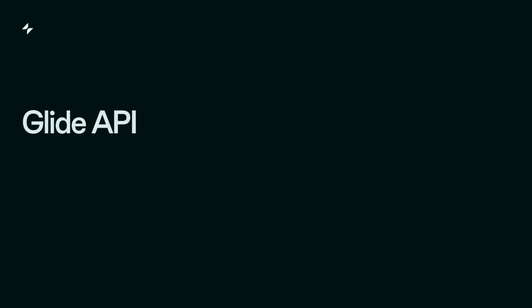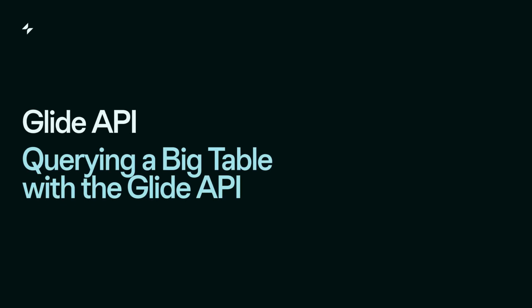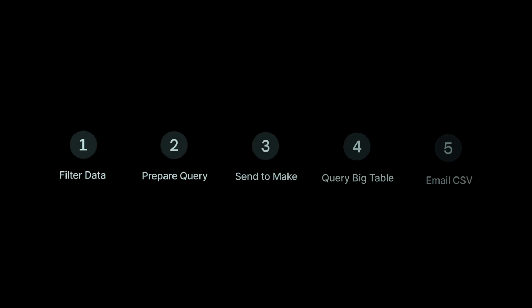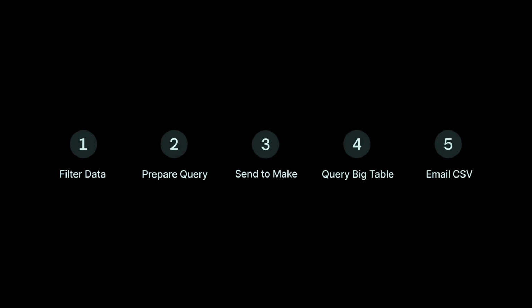So for this example, we're going to be covering querying a big table to get a subset of data, which is going to be between two dates. We'll allow our users to filter the data in Glide, prepare that as a query, send that data to Make in a webhook, use Make to query our big table for the data that we need, and then prepare and send that as a CSV in an email attachment. Let's look at this in detail.